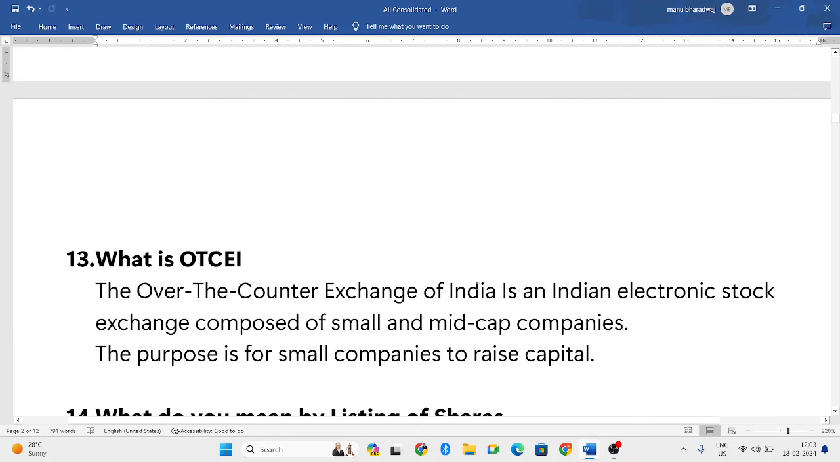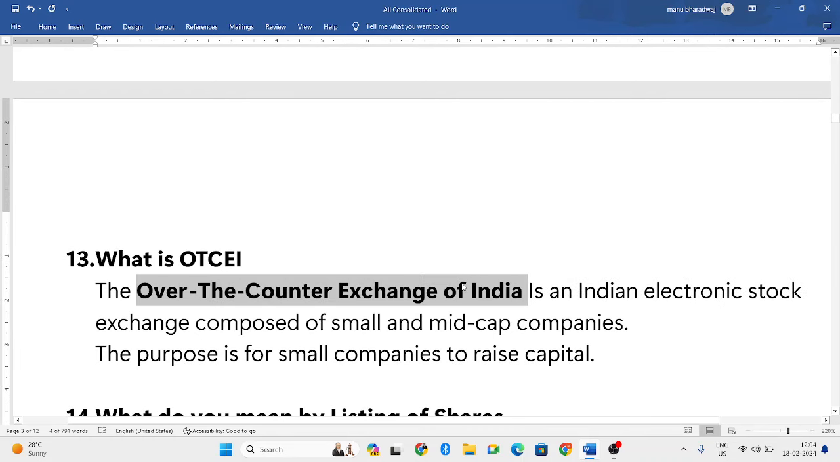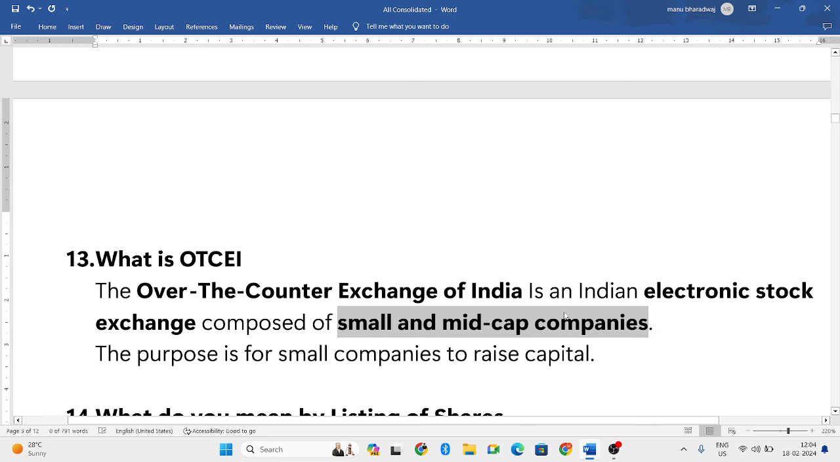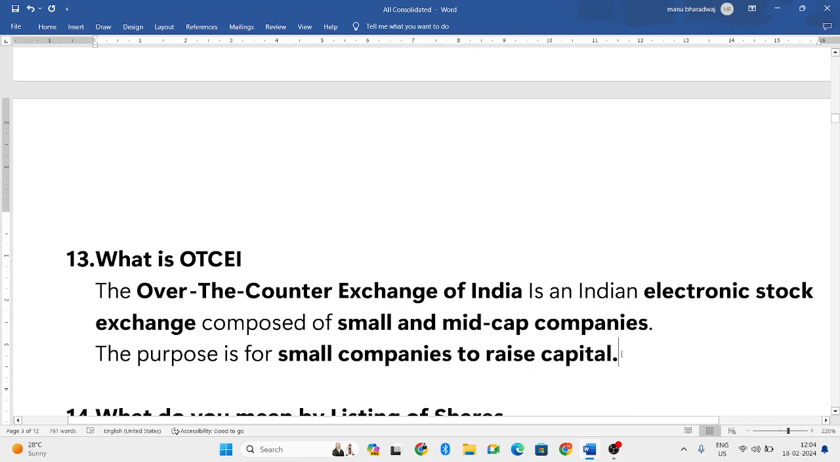What is OTCEI? OTCEI full form is Over the Counter Exchange of India. So it is an electronic stock exchange. It is mainly for small companies and the companies which have very less capital. So its purpose is to help small companies to raise the capital. Those companies which are registered in OTCEI cannot register under stock exchange.